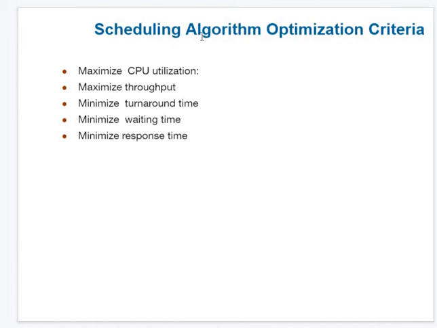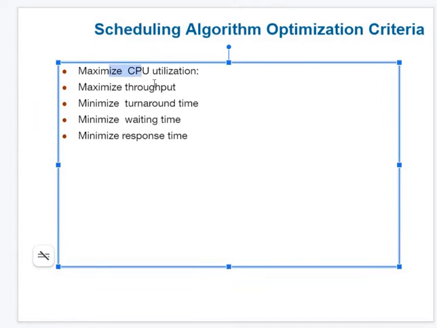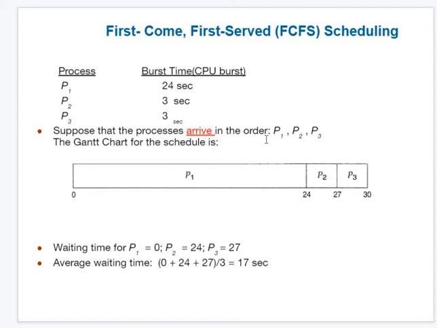So we have seen the scheduling algorithm optimization criteria. We always have to think of maximizing CPU utilization and increasing the throughput, and decreasing the turnaround time, waiting time and response time. These are the five parameters. So let's start the problems one by one.